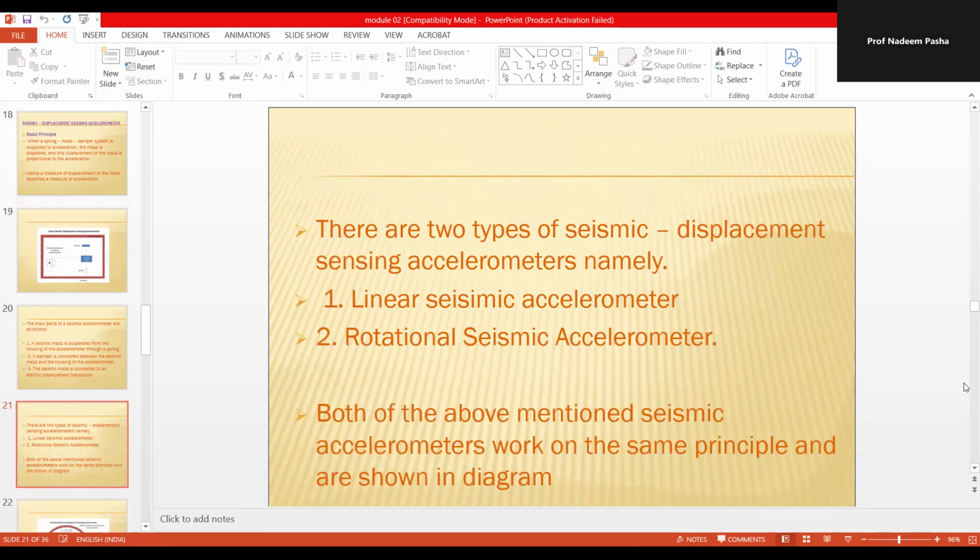There are two types of seismic displacement sensing accelerometers, namely number one, linear seismic accelerometer, and number two, rotational seismic accelerometer. So, how many types of accelerometers are there? Number one, linear seismic accelerometer, number two, rotational seismic accelerometer. Both of the above mentioned seismic accelerometers work on the same principle and are shown in the figure.